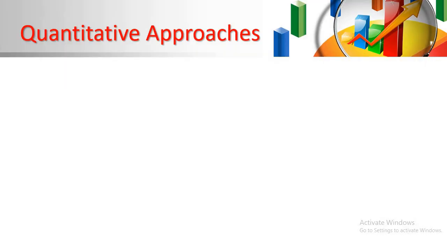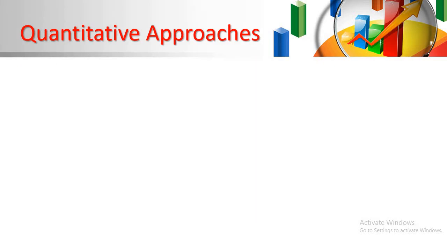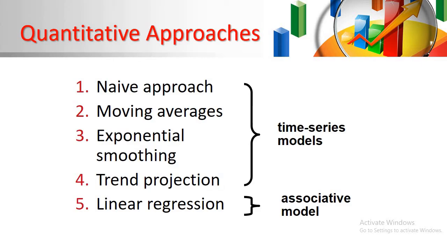So when it comes to quantitative methods, as discussed earlier, the quantitative methods are done when you have ample data with you, which means you have historical data available to you, so that you use mathematical techniques to calculate the forecast. So you have 5 different types of forecasting. We'll be discussing all this in upcoming slides, but the basic difference between the time series models and associative model, let us first discuss that.